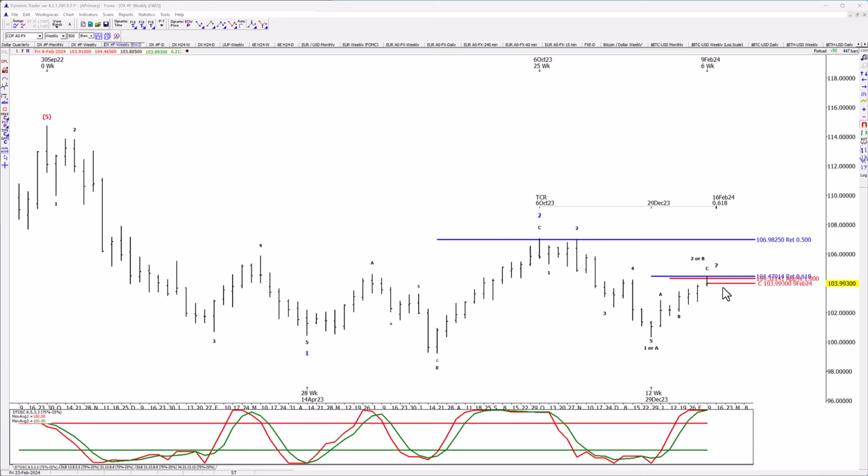Now, we only know if that's going to be made at every Friday, but if next Friday closes below 103.993, that will indicate a reversal signal in time, price, pattern, and momentum, that this correction is complete. Let's go to the euro, which trades inversely.